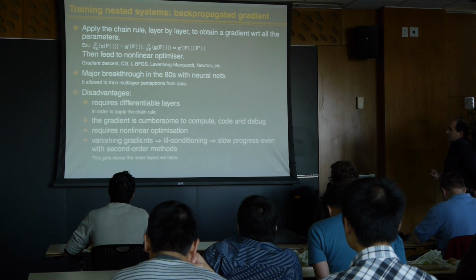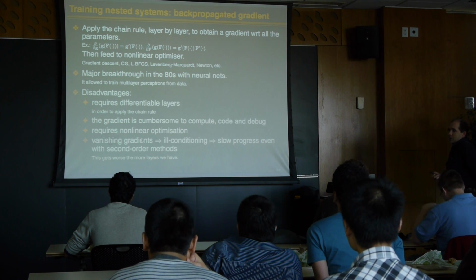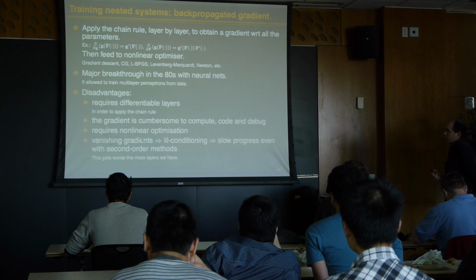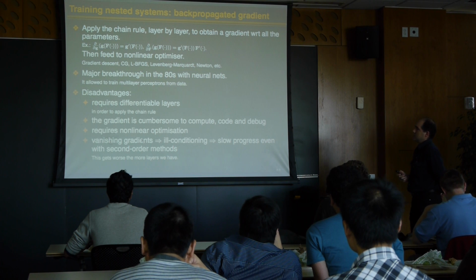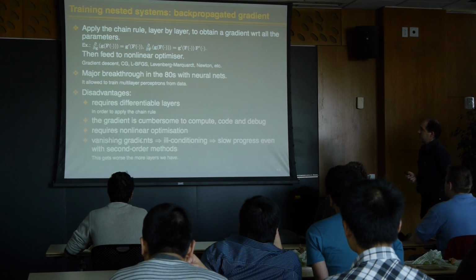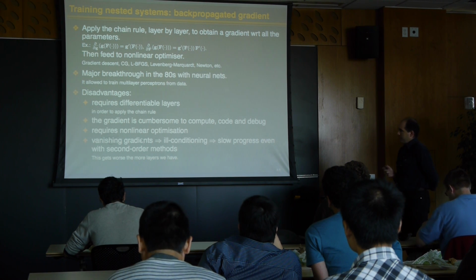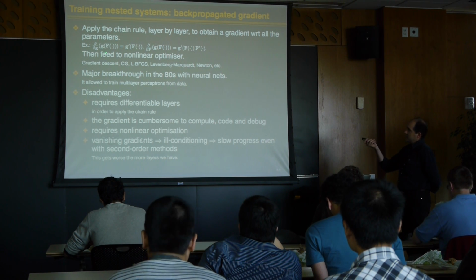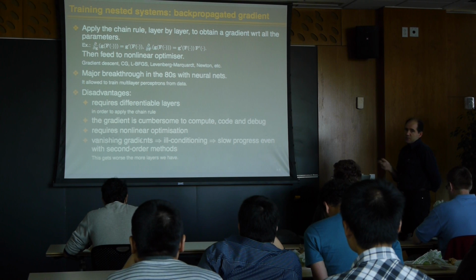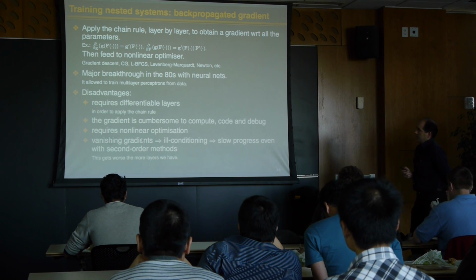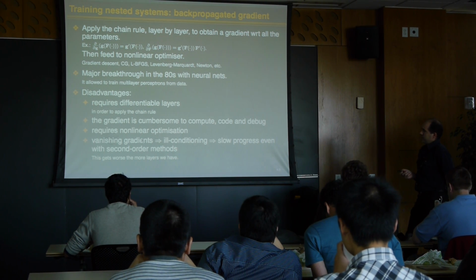And indeed, it was a major breakthrough in the 80s when this allowed people to train deep networks, which otherwise it was not clear how to train. It does have important disadvantages, though. Firstly, of course, you need derivatives. So your layers have to be differentiable, all of them, in order to apply the chain rule.